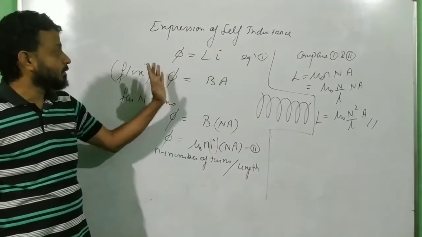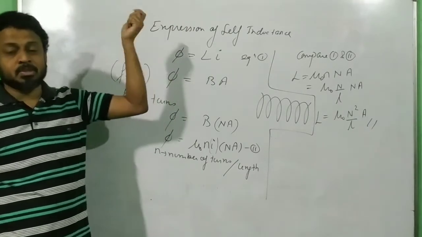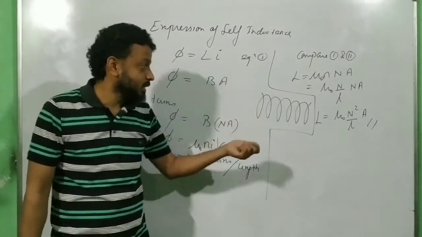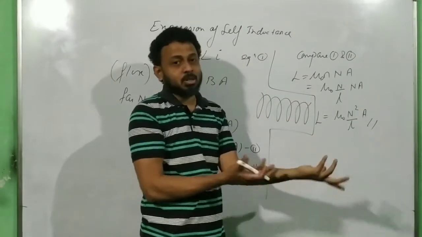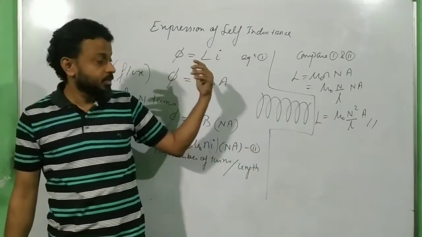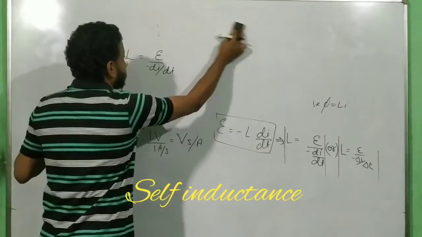Phi is equal to Li, phi is equal to BA, and one more formula: EMF is equal to L di by dt. All those are electrical equations. This one is how we manufacture a solenoid to have this much inductance, or this much coefficient of self-induction.